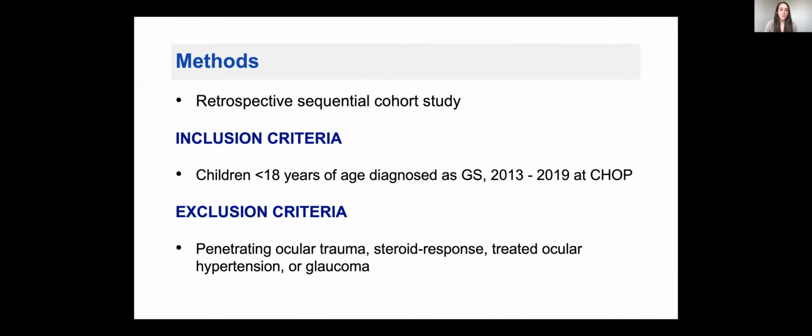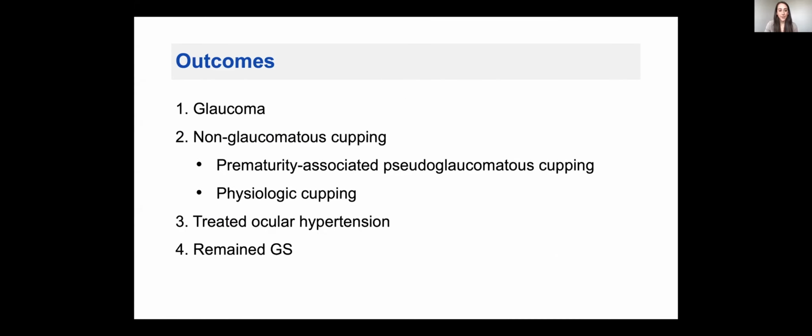We conducted a retrospective cohort study of children under 18 years of age who were diagnosed as glaucoma suspects at the Children's Hospital of Philadelphia over a 6-year period. Our outcomes included conversion to a diagnosis of glaucoma, non-glaucomatous cupping, either prematurity-associated pseudoglaucomatous or physiologic cupping, treated ocular hypertension in the absence of a glaucomatous optic neuropathy, and children who remained a glaucoma suspect.